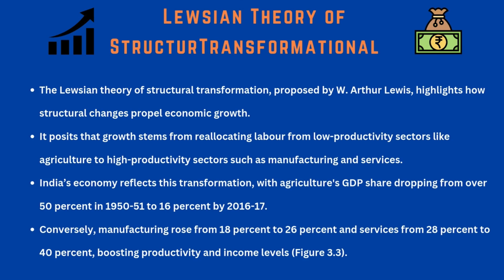and services. India's economy reflects this transformation, with agriculture's GDP share dropping from 50% in 1950-51 to 60% by 2016-17. Conversely, manufacturing rose from 18% to 26% and services from 28 to 40%, boosting productivity and income levels. And we can see this from figure 2.3.